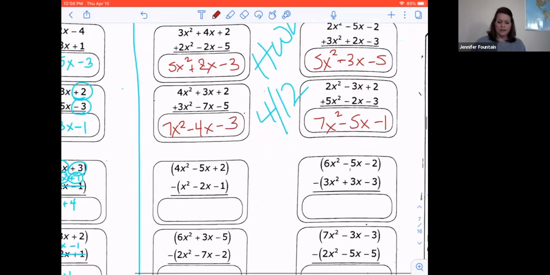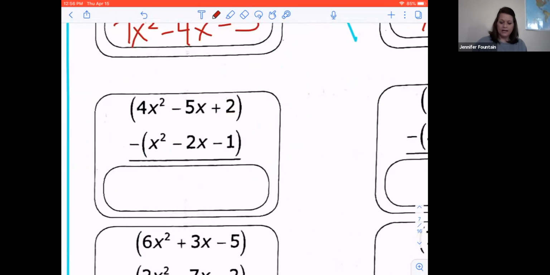Now I need to change my signs here. So I'm going to change to plus, minus, plus, plus. Okay, so also one of the things that you can do in that situation is just make that a plus. I'd have to add a minus there, but now I can make those pluses. So 4x squared plus a negative x squared is 3x squared. Negative 5x plus 2x is going to be negative 3x, and 2 plus 1 is 3, positive 3.